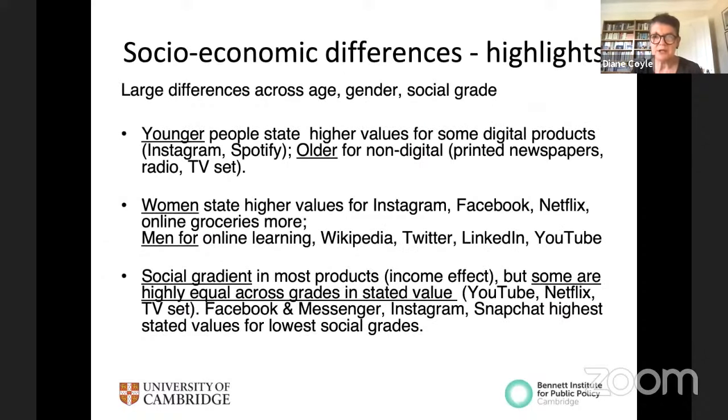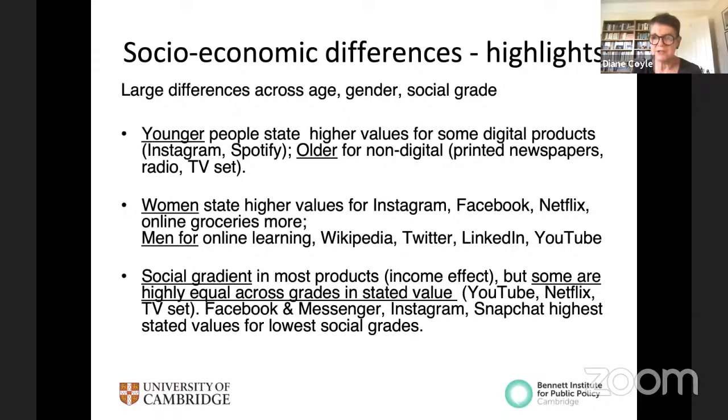Sort of talking about the socioeconomic differences, and here are just some of the headlines, and again, all the details in the paper, which I think has been circulated. Big differences across age, gender, and social grade. Younger people, and again, these are very intuitive and not surprising, value some of the social media products more, same with TikTok. Older people for non-digital ones.